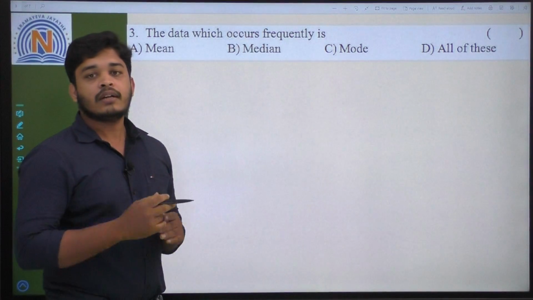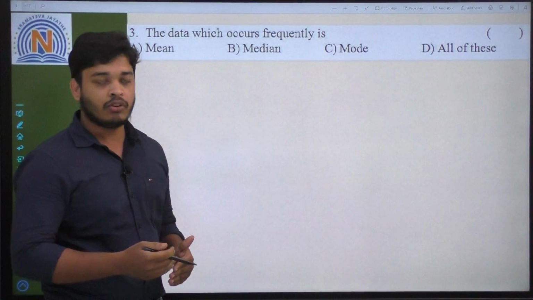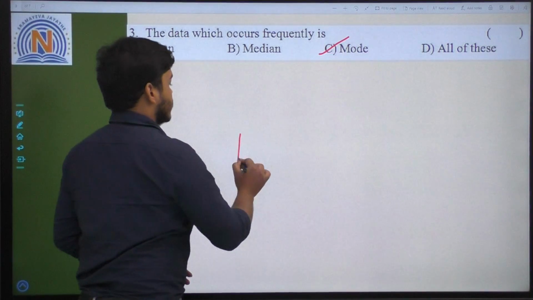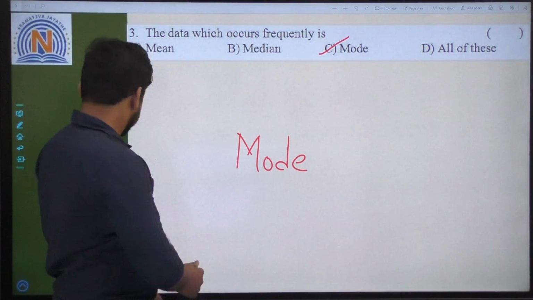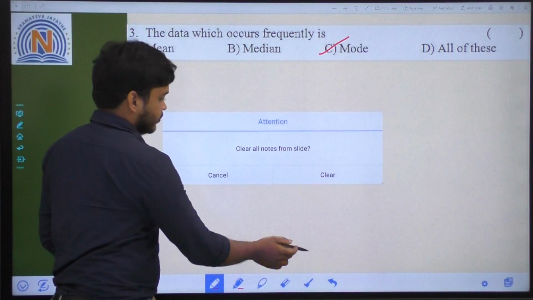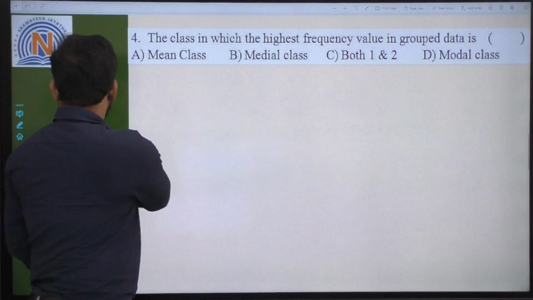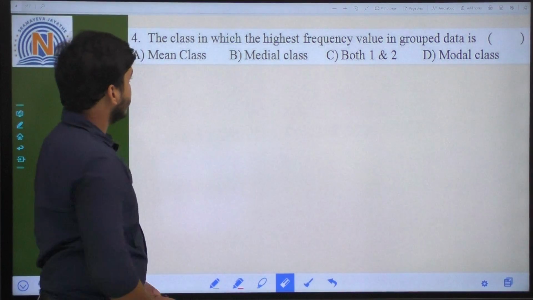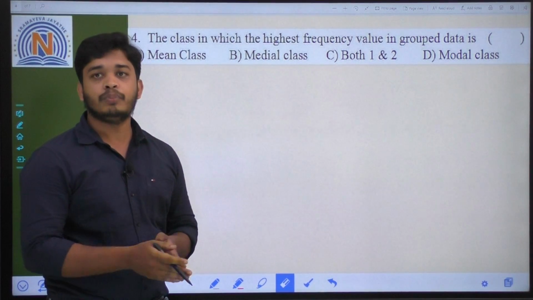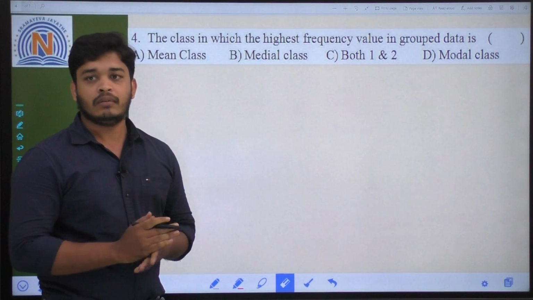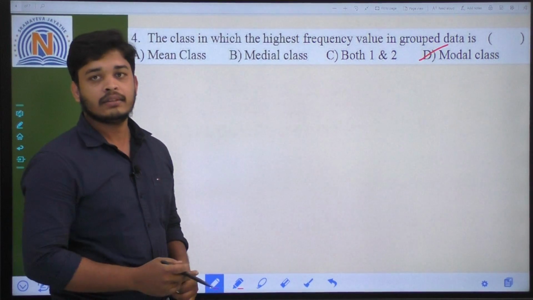The data which occurs most frequently is called mode. Option C. Now coming to the next problem. See here, the class in which the highest frequency value in a group of data lies is called the modal class. What is it called? Modal class. Now the next problem.